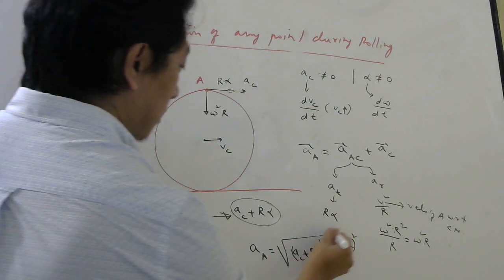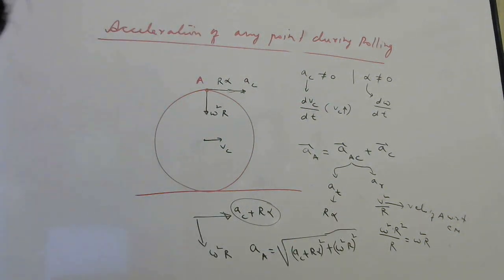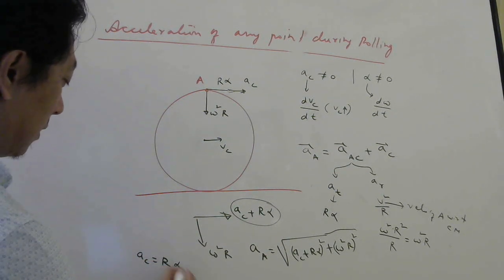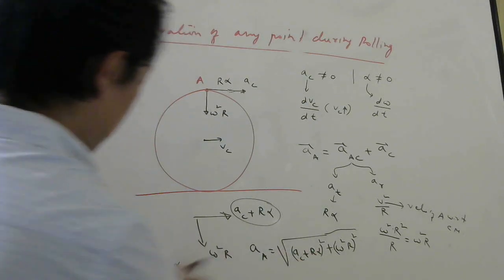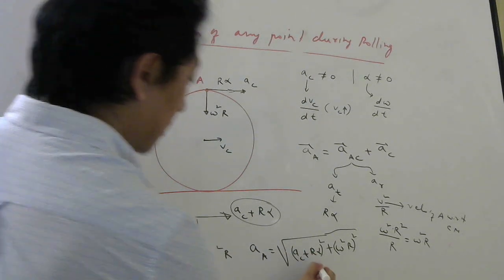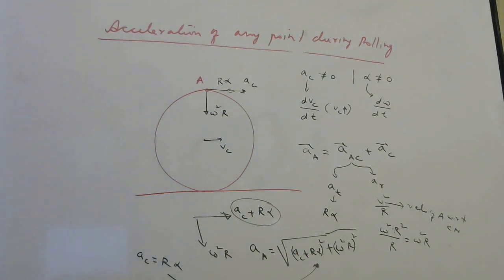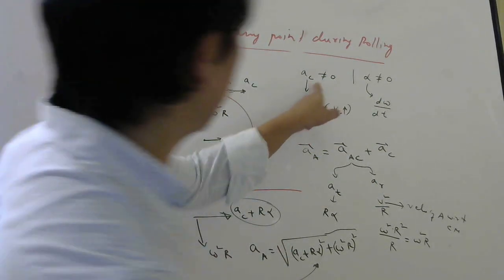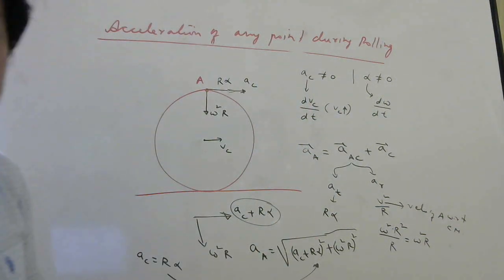Okay, now in some cases they may say pure rolling. So in pure rolling, what will happen? AC will be R alpha. So in case of R alpha, you can put AC. Okay, and AC is not centripetal acceleration. AC is acceleration of center of mass. So you have to be careful with the symbols.